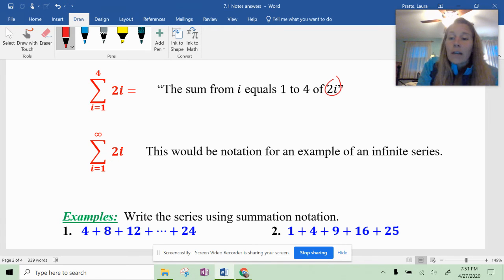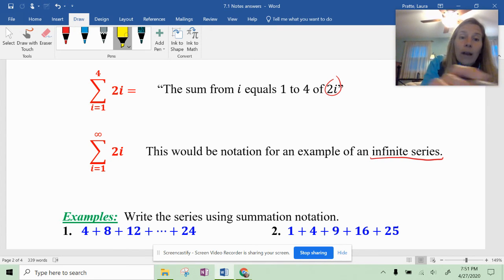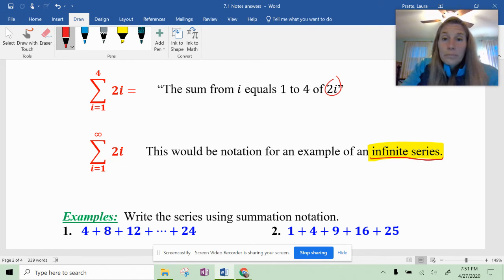Now, if you have an infinite series, obviously you don't have an ending number. So if you want to find the sum of it infinitely, you'd have to put that little infinity sign up at the top. That's how you would write it out.